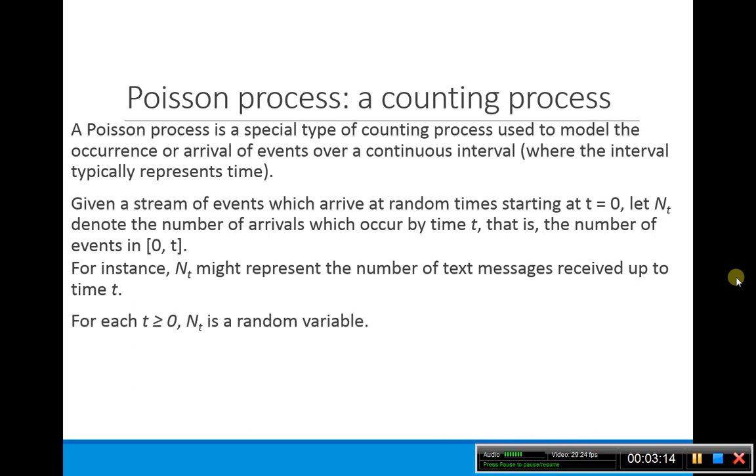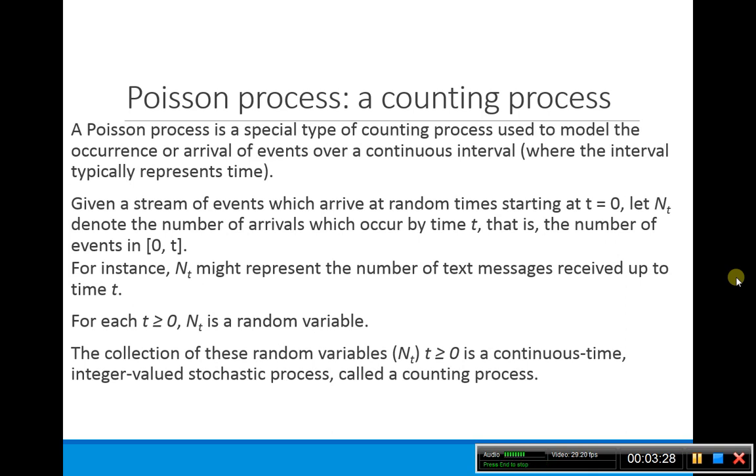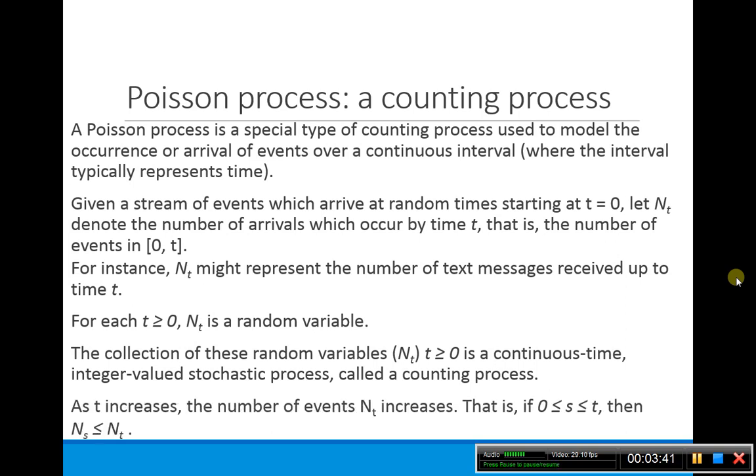Here, a Poisson process is just a special type of counting process. So N sub t, the way that we've described it here, is the number of arrivals which occur by time t, and is a random variable. This collection of random variables is an integer valued stochastic process. So we have integer values 0, 1, 2, etc. How many have arrived? We assume we can't get half of an arrival, right?